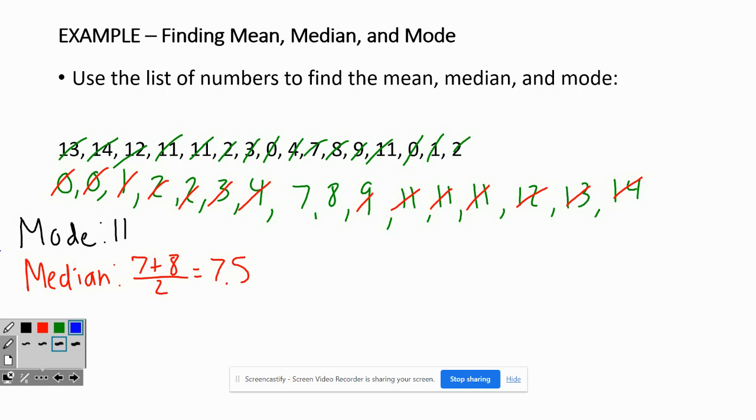And then lastly, we want to go to our mean. We want to figure out what we're dividing by. So 1, 2, 3, 4, 5, 6, 7, 8, 9, 10, 11, 12, 13, 14, 15, 16 numbers. So we have 16 numbers. That's what we'll end up dividing by. So let's go ahead and find the sum of all these points.